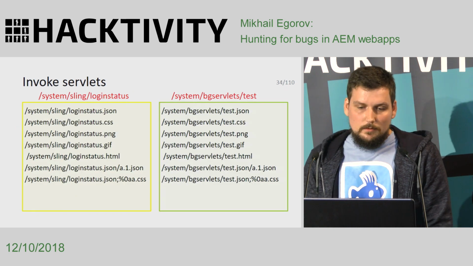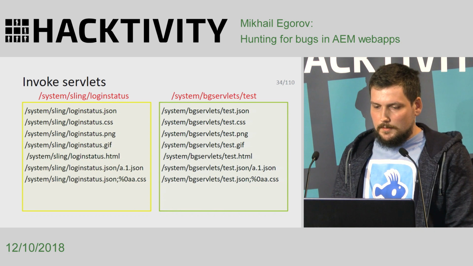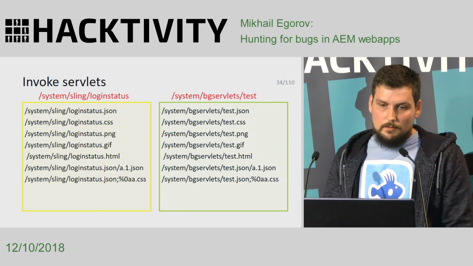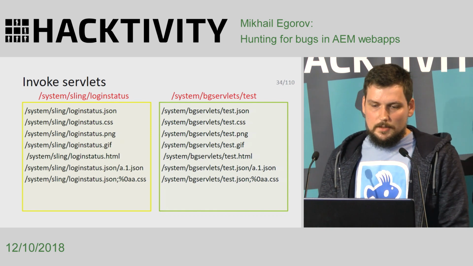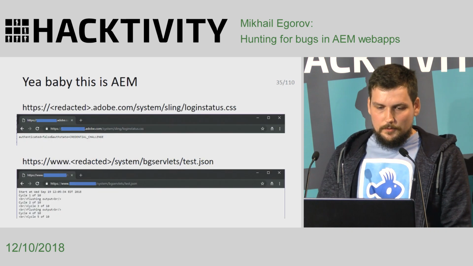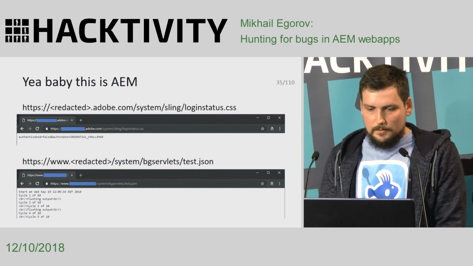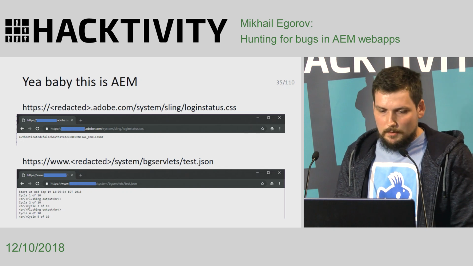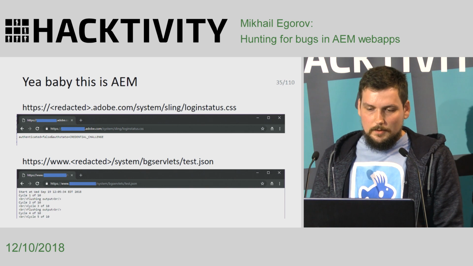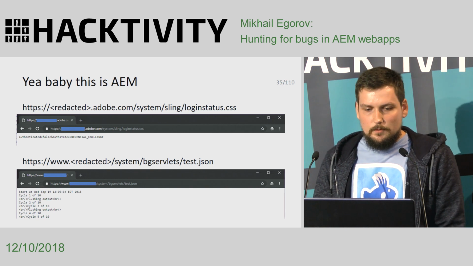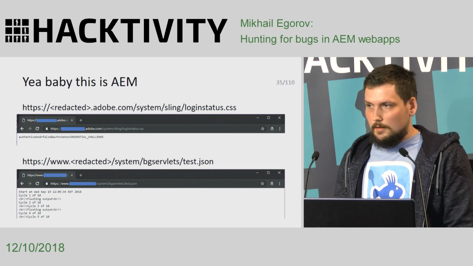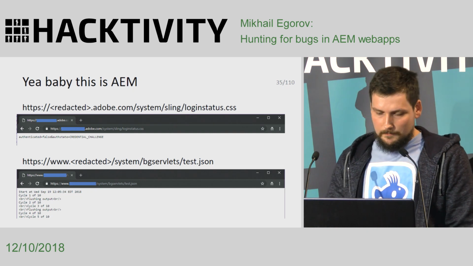Additionally, we can try to access some servlets that are usually left exposed. For example, we can try to access the login status servlet or the bg test servlet. So you can see that when the login status servlet is exposed, we observe the string authenticated=false. And when the bg test servlet is exposed, it runs 10 cycles of a testing routine and outputs the results.